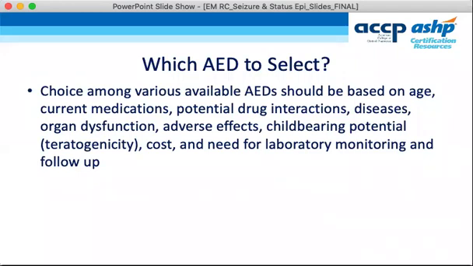We know certain agents, especially divalproex sodium or valproic acid, is an agent that we want to stay away from in patients with childbearing potential. Cost and need for laboratory monitoring and follow-up. So again, they defer the selection of an agent to what's best for the patient and the factors that you see on the slide.